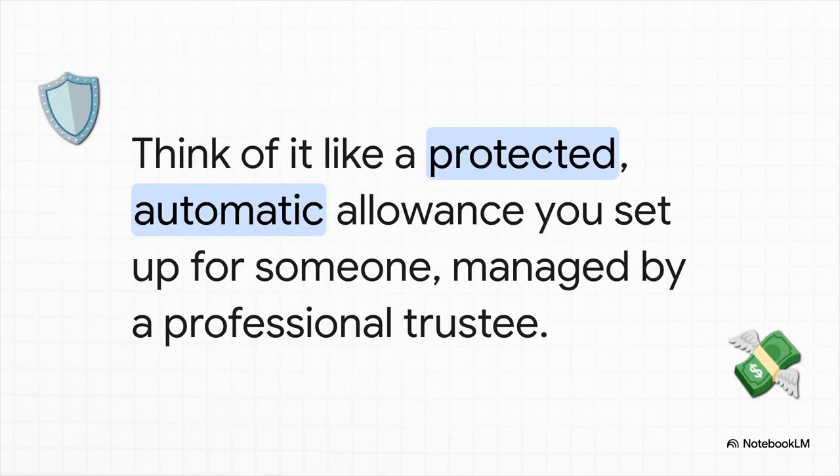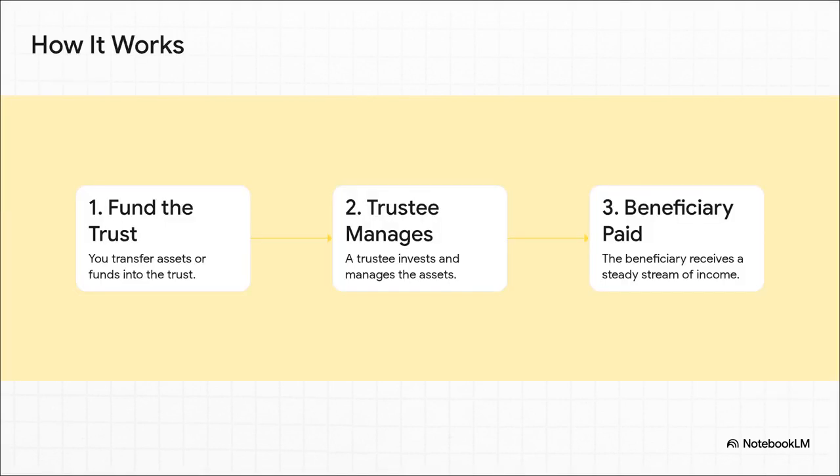Here's a great way to picture it. It's like a protected automatic allowance. You put the money in, and a professional manager, the trustee, makes sure the payments go out on time, exactly like you wanted. No fuss. So how does this whole thing actually work? Well, it's basically a three-step dance. First, you fund the trust. Second, the trustee takes over, managing and investing those assets. And third, the beneficiary gets paid. It's a really simple flow that's built for consistency.